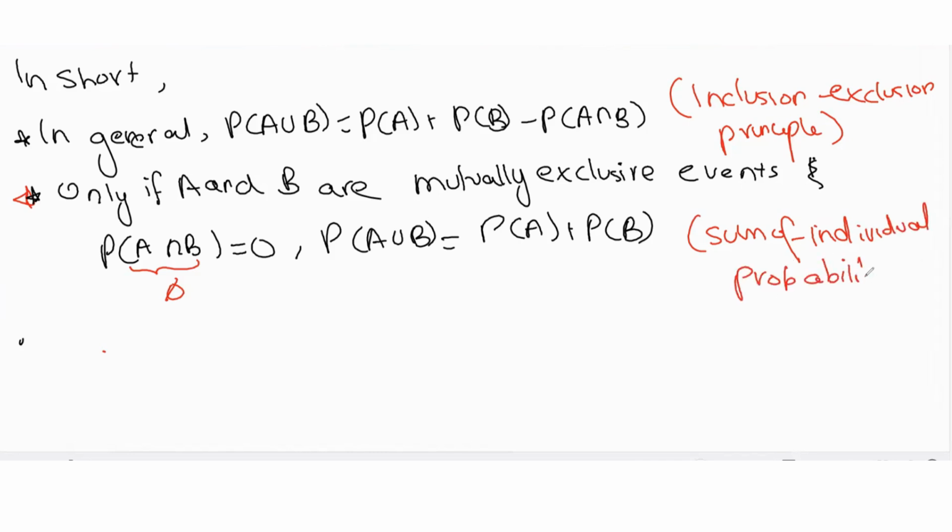So in general, whenever you're finding probability of A union B, this is always going to be probability of A plus probability of B minus probability of A intersection B. In the special case where we know that A and B are mutually exclusive events, probability of A intersection B is just probability of null set, which is zero. Then in that case, we can simplify probability of A union B as just probability of A plus probability of B, the sum of individual probabilities. Just keep in mind, OR means union, and probability of A union B in general is probability of A plus probability of B minus probability of A intersection B. In the special case where A and B are mutually exclusive events, probability of A intersection B is zero, and probability of A union B simplifies as the sum of the individual probabilities.